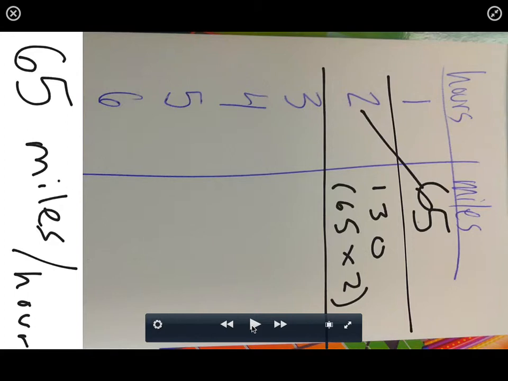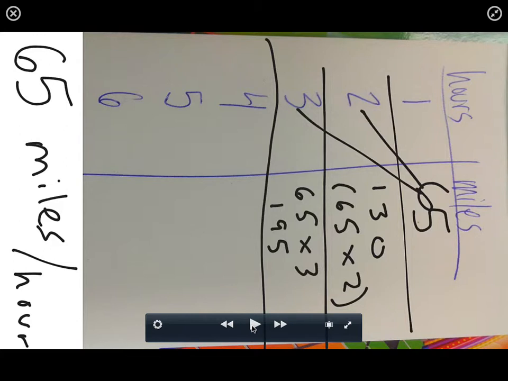I could do the same thing after 3 hours. In 3 hours, I would travel 65, 65, and 65, which would equal 65 times 3, to give me a grand total of 195 miles traveled after 3 hours. After 4 hours, it's another 65 miles, so that means 65 times 4, which equals 260.